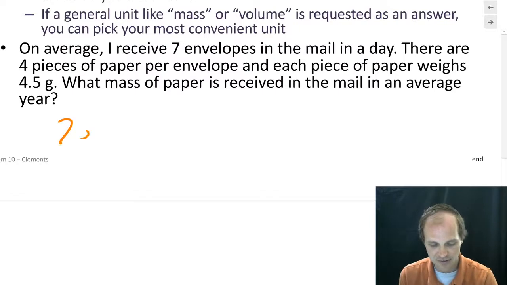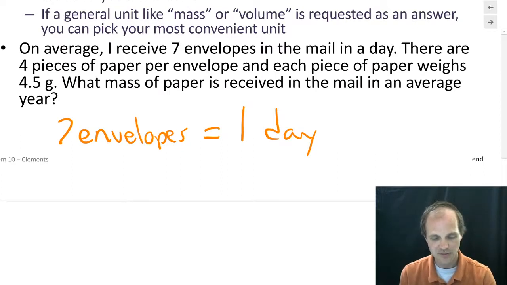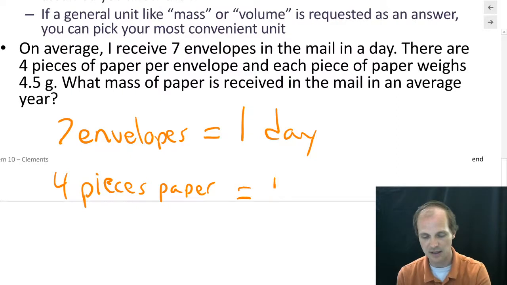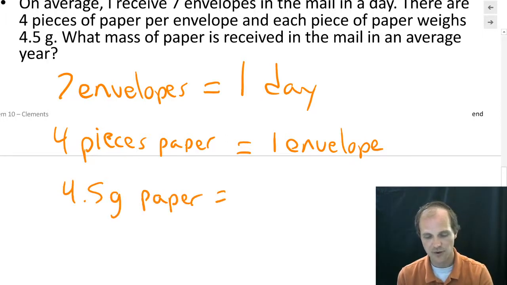So 7 envelopes in a day. That's usually what we mean by an equality. And a day is 1 day. So we get 7 envelopes equals 1 day. 4 pieces of paper per envelope. Okay, so that's another indicator that we have an equality sign. 4 pieces of paper in 1 envelope. And it looks something like that. And then each piece of paper weighs 4.5. Each is also an indicator usually of an equality. So we get 4.5 grams of paper for 1 piece of paper. Okay, so there we go.